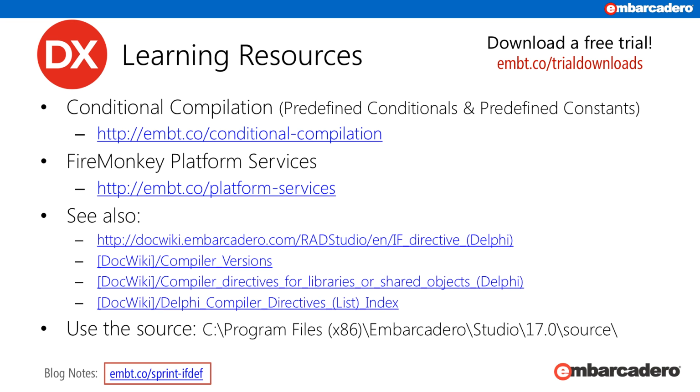And then also the complete list of compiler directives. And as we just did, look at the source. The way FireMonkey and RTL is implemented is a great example of best practices for doing this. You can find the source for 10 Seattle in that folder there, assuming you use the default installation locations.